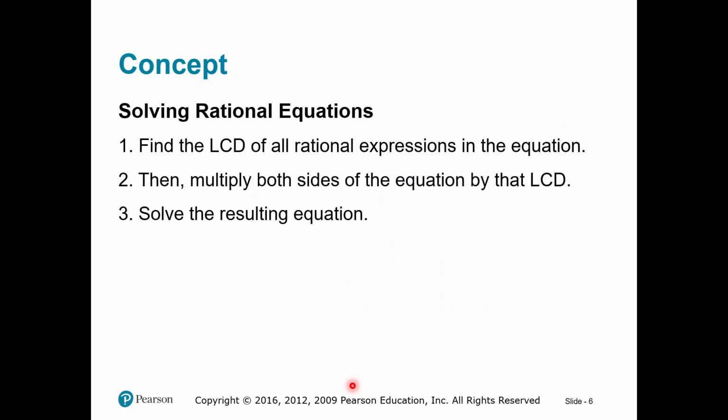Okay, now solving rational equations. These are the 3 steps. Step 1, we look for the LCD. Step 2, then we multiply the LCD to the equation. And step 3, solve the resulting equation.